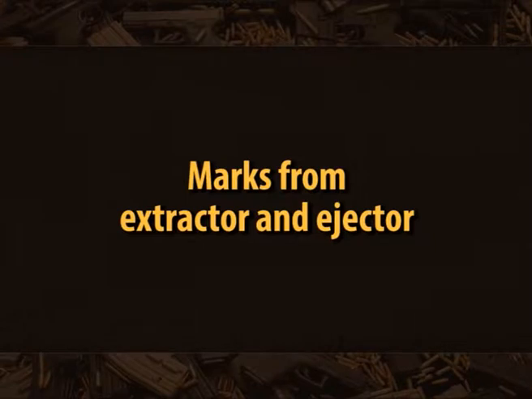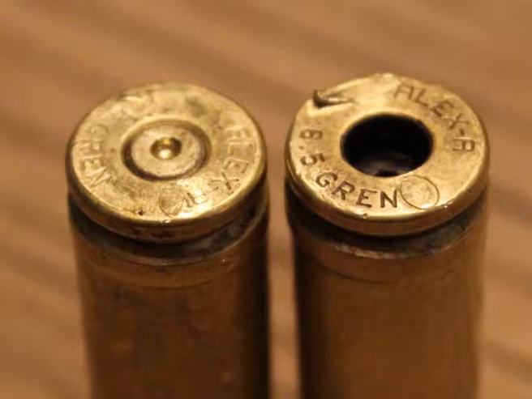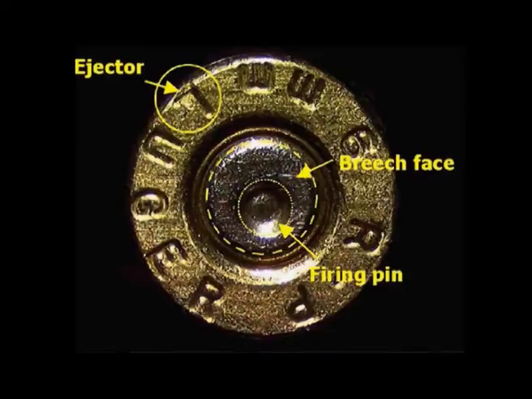Now, coming to the third one, the marks from the extractor and ejector. When a fired cartridge case is extracted and ejected, the irregularities on the extractor and ejector are imprinted on the rim of the cartridge case. These are called extractor and ejector marks. All firearms have some form of extractor or ejector. The extractor marks are not found on pistol cartridge cases. Pistols have only special ejectors which are likely to leave marks on the cartridge cases fired from them, as shown in the figure on the screen. The figure shows the ejector marks on a cartridge case.